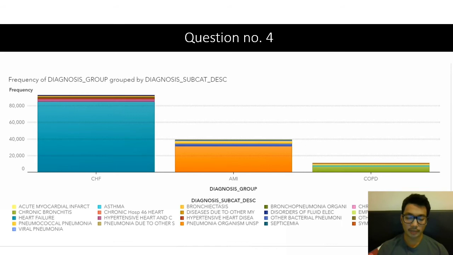From the chart, AMI consists of just one disease, pneumonia, while the most popular disease in CHF is heart failure, and the least common is hypokalemia. For COPD, the most common one is apnea, and the least common is chronic airway obstruction.